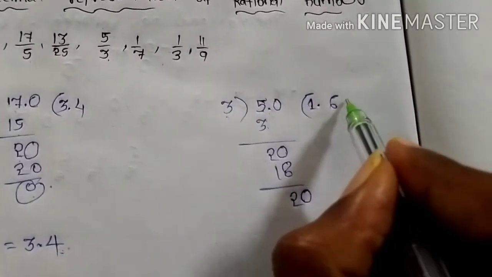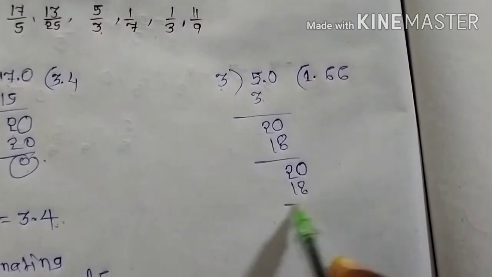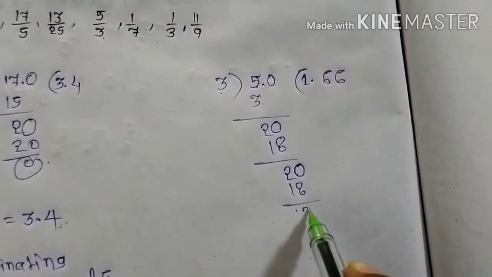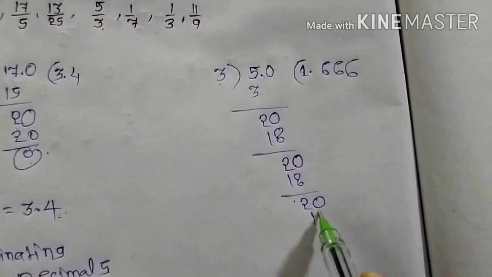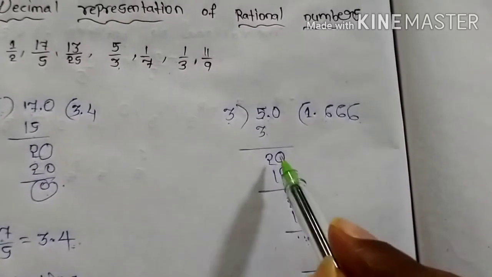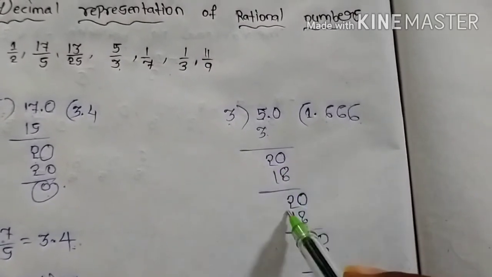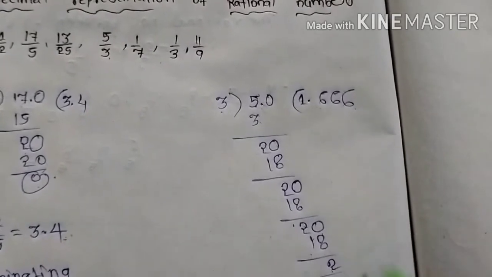Here 20. How many times? Once again 6 times. 3 6 is 18. Next also we get the remainder 2 only. That means here 0. 3 6 is 18. See here, the quotient is repeating, 6 6. That means every time you are getting remainder 2, 2, 2. The next time also, 20 minus 18 means remainder 2 or not?